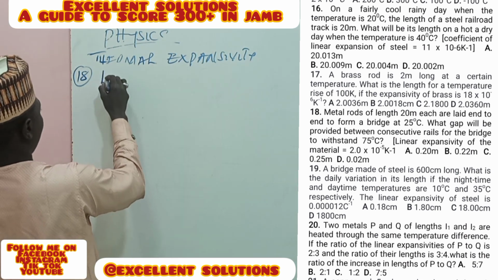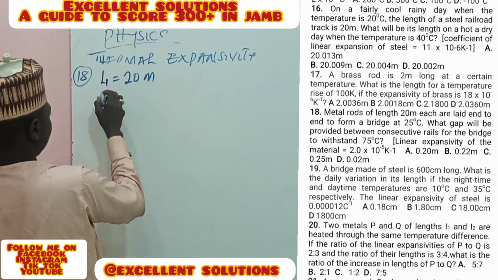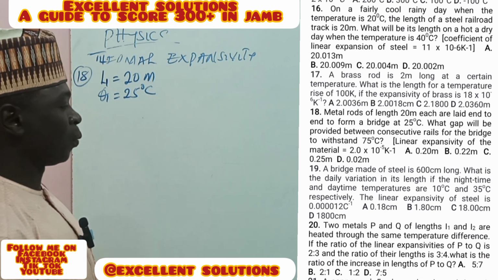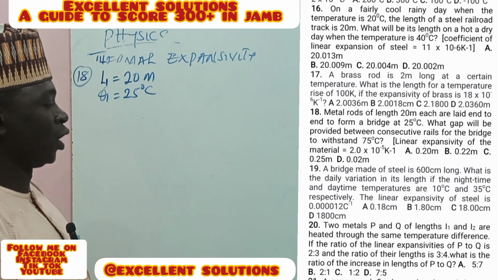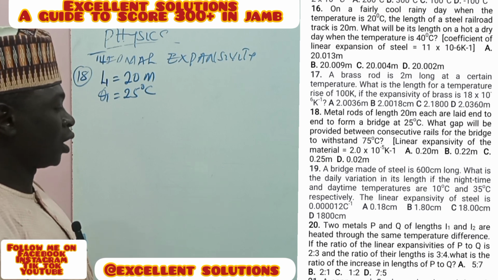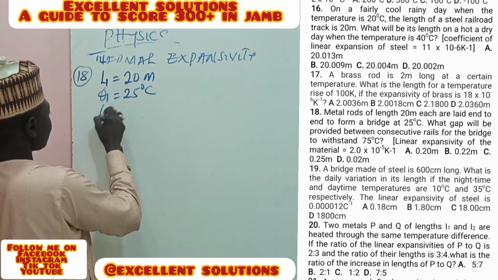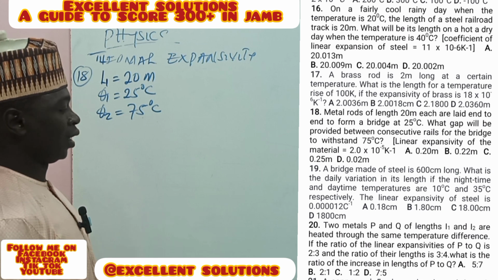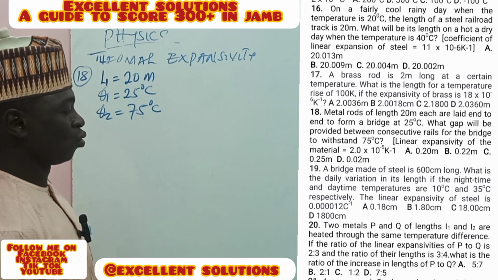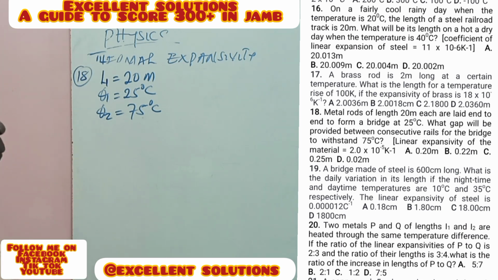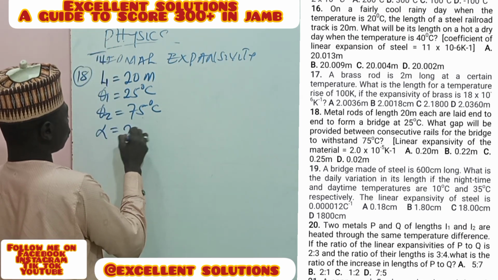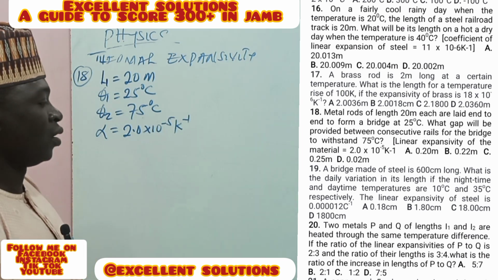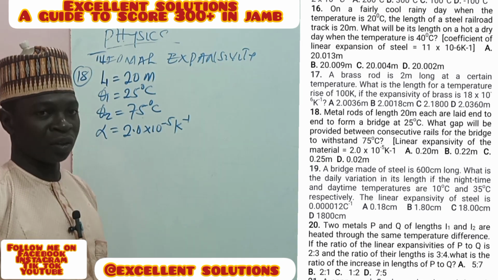So we now have our L1 equals 20 meters, theta 1 equals 25 degrees Celsius. What gap will be provided between consecutive rails for the bridge to withstand a temperature of 75 degrees Celsius? Theta 2 equals 75 degrees Celsius, and linear expansivity of the material is 2.0 × 10^-5 per Kelvin. So alpha equals 2.0 × 10^-5 per Kelvin. The question asks us to look for the expansion, which is the gap.